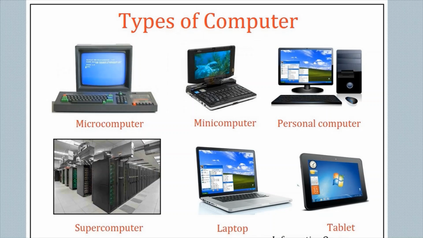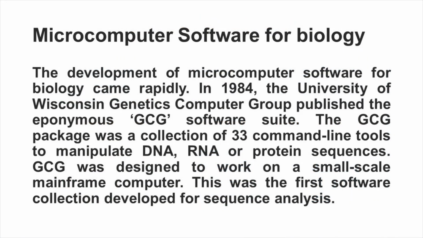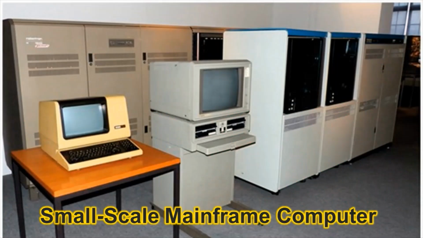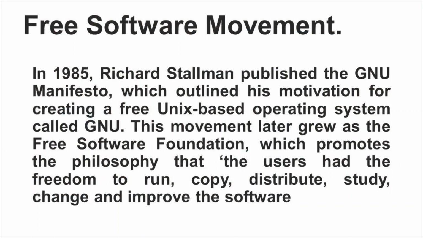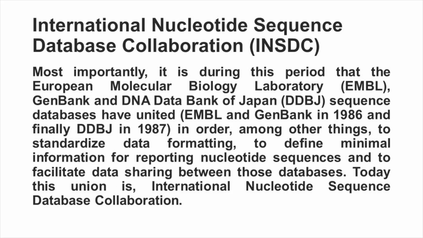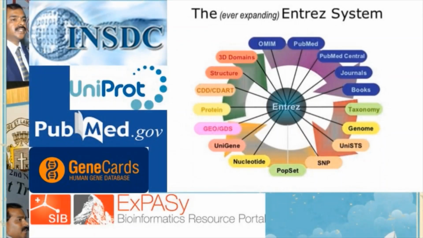Microcomputer software called the GCG software suite was developed in 1984. This was the first software collection developed for sequence analysis. The free software movement was started in 1985 by Richard Stallman. Because of the Free Software Foundation, users had the freedom to run, copy, distribute, study, change, and improve the software.